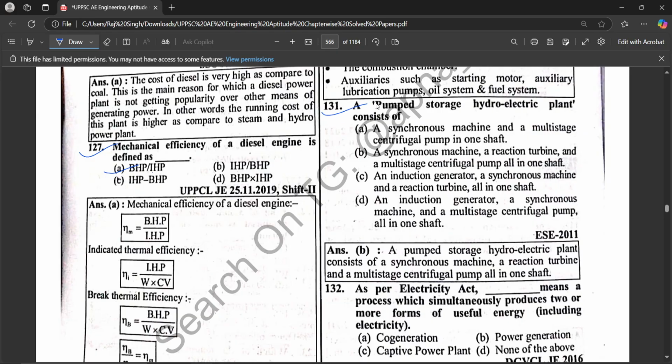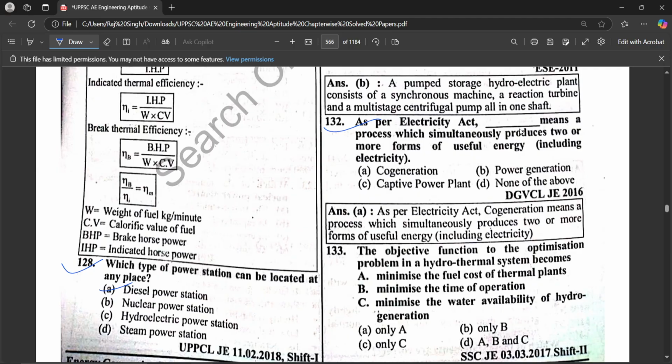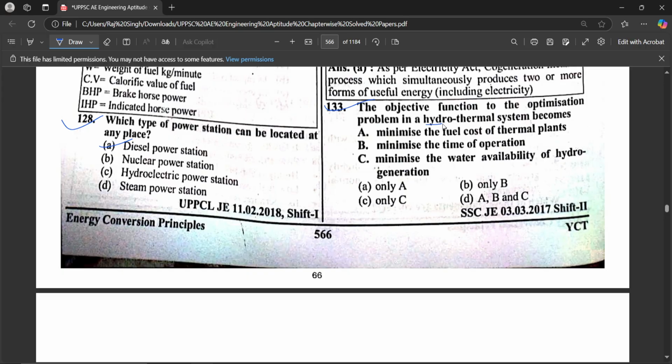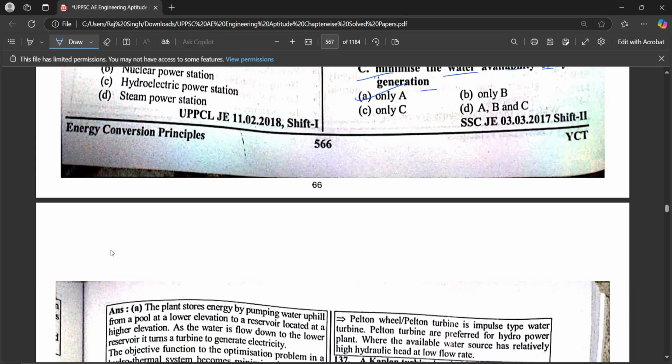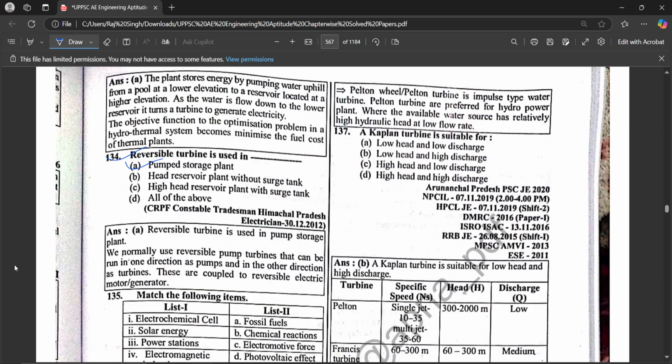A pumped storage hydroelectric plant consists of a synchronous machine, a reaction turbine, and a multi-stage centrifugal pump all on one shaft. As per the Electricity Act, cogeneration means a process which simultaneously produces two or more forms of useful energy, including electricity. The objective function of the optimization problem in a hydrothermal system is to minimize the fuel cost of the thermal plant, minimize the time of operation, minimize the water availability of hydrogeneration. Hence, only option A statement is true. A reversible turbine is used in a pumped storage plant.